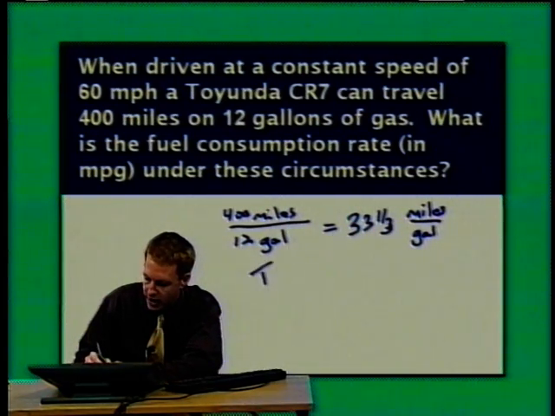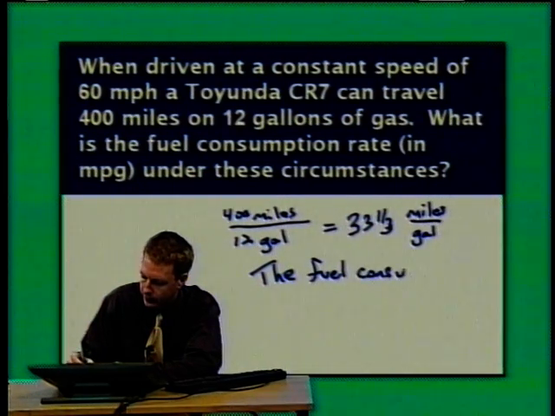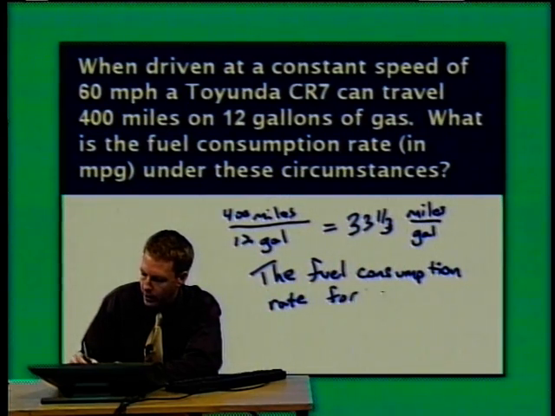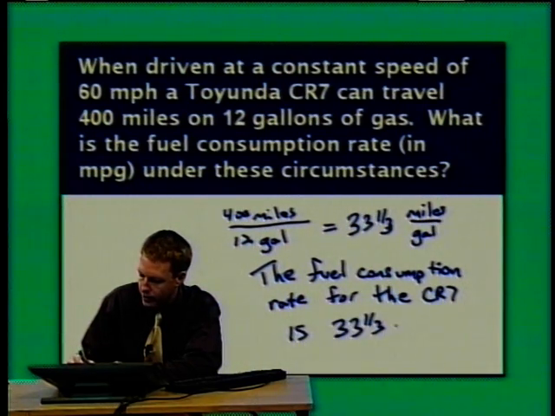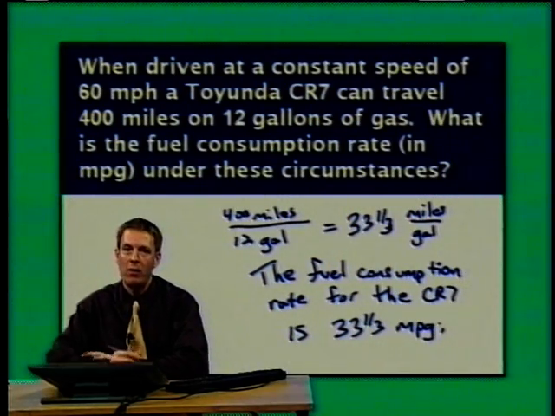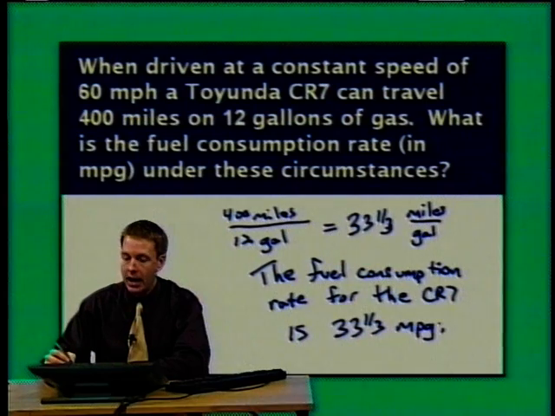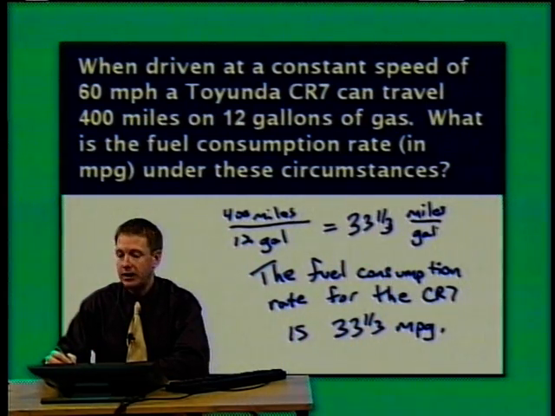The fuel consumption rate for the CR7 is 33 1/3 MPG, miles per gallon. And one more thing about this example, even if I write the units miles over gallons, I still go ahead and read the unit as miles per gallon.